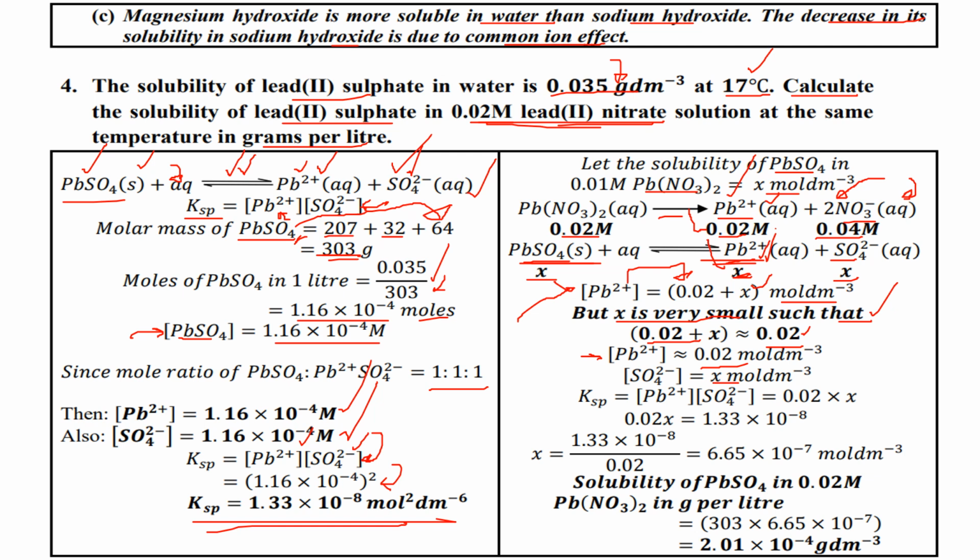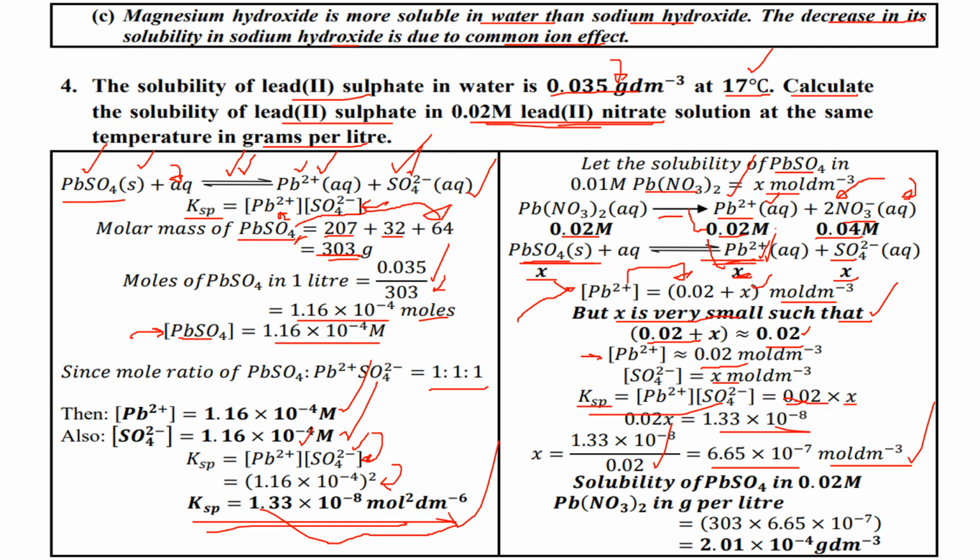Since we have already calculated the solubility product, we are just going to substitute it in the formula. The molar concentration of lead is 0.02, and the molar concentration of sulfate is X. We already have our Ksp as 1.33 × 10^-8, so we put it here and equate it to our expression. Making X the subject, you have 1.33 × 10^-8 divided by 0.02. Putting everything in the calculator, you end up with 6.65 × 10^-7 mol/dm³.